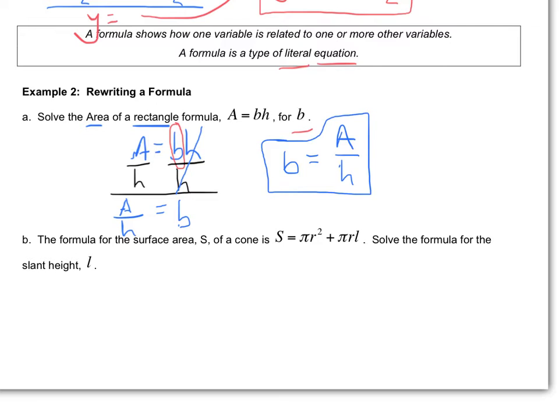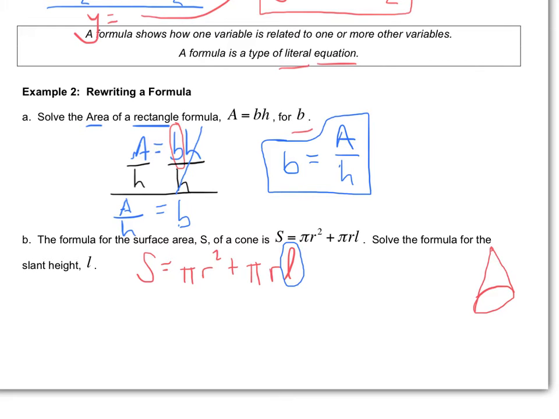So on this last example on this side, now we have the formula of the surface area of a cone. Remember, a cone, and we'll deal with this later this year, is like a pyramid, has a circular base, and then it comes up and meets at a point. So the surface area formula for that cone is S equals pi r squared plus pi r L. We're being asked here to solve for L, which means that's the last thing that we want by itself.